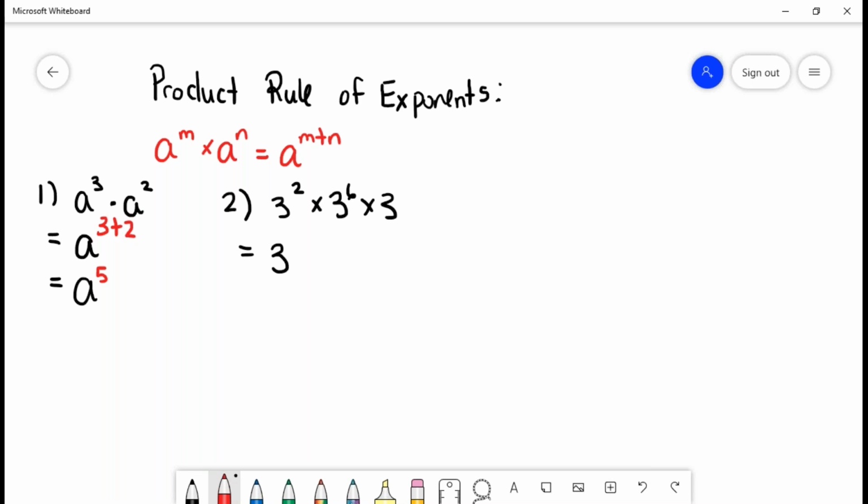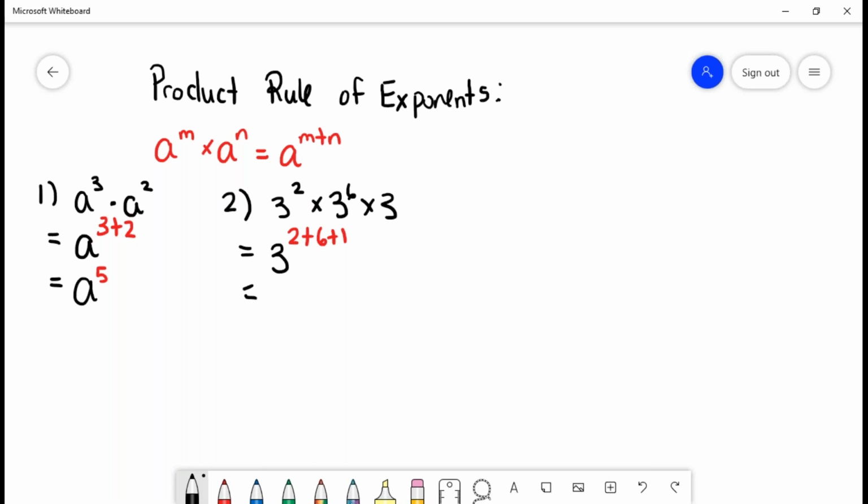So we have to add the exponents up. So I'm going to be adding them up. So this has exponent 2, this has exponent 6, and this has exponent of 1. Because remember, when there's just a numerical value here with no actual exponent given here, you can just assume, and it is already understood, that the exponent of that is 1.